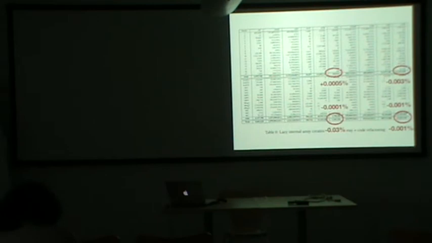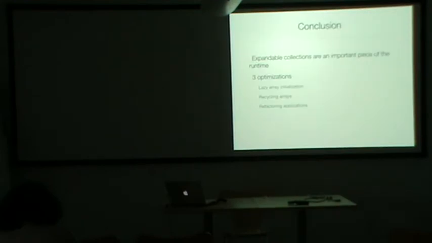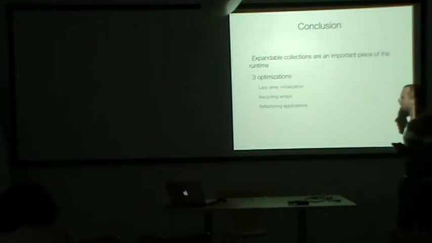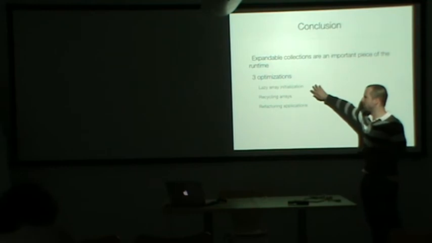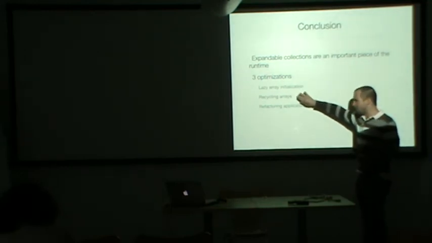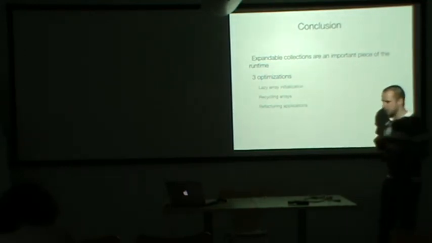Okay, so this is what I wanted to show you. Expandable collections are a really important piece of the runtime. As soon as there is a loop being done, there is a collection somewhere, so I think it's really important to get it right and fast. There are three optimizations that we showed you: the lazy array initialization, recycling arrays, and refactoring the applications.